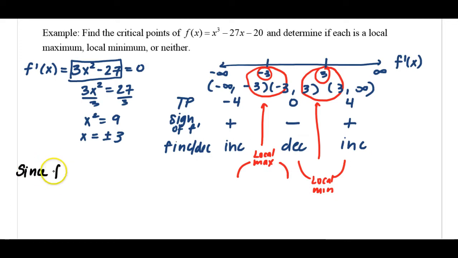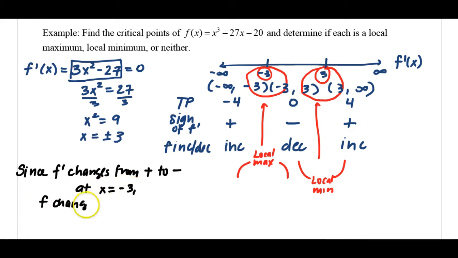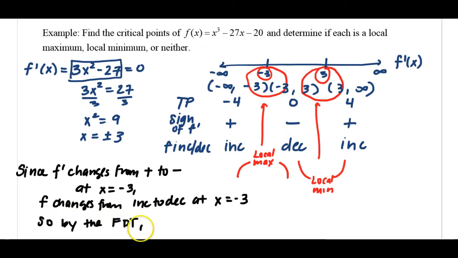Since f prime changes from positive to negative at x equals -3, f changes from increasing to decreasing at x equals -3. So, by the first derivative test, f of -3 is a local max.